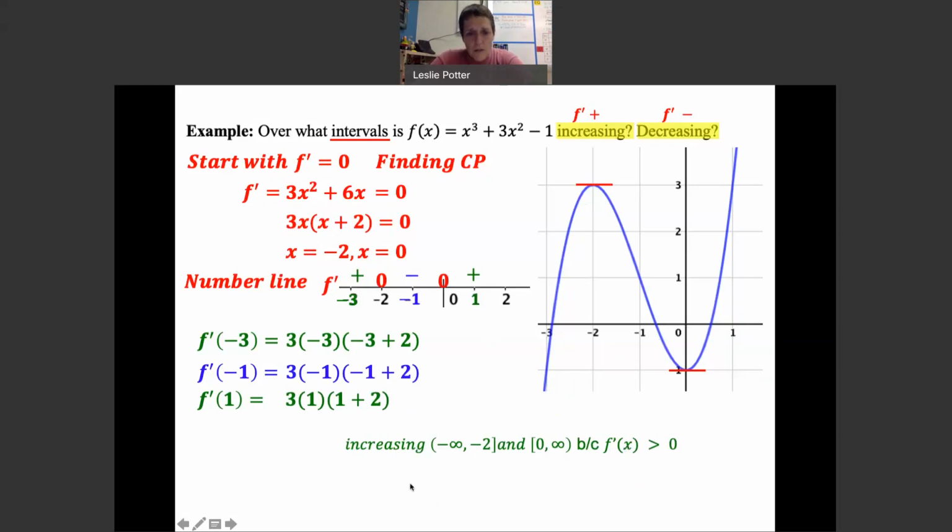And then we answer the decreasing question. It's decreasing from -2 to 0. And again, so here's the answer to the question. Here's the interval over which it's occurring. And here's my justification. Because the derivative is less than 0, the derivative is negative. And so that would be how to appropriately justify the answers to those questions.